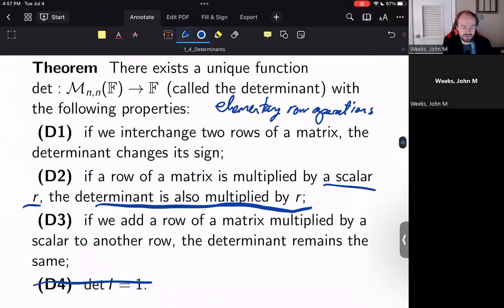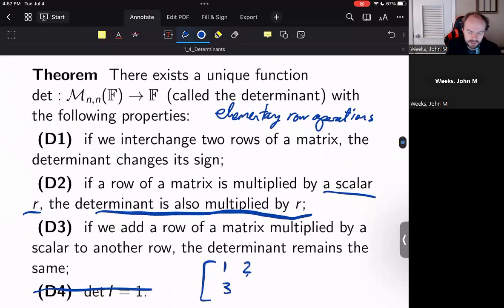And then finally, D3, if we add a row of a matrix multiplied by a scalar to another row, the determinant remains the same. For example, if I take 1, 2, 3, 4, and if I take this first row, and if I say, for example, take R2, I want to write it like this, and subtract the first row 3 times from it, then I'm going to get a very different matrix.